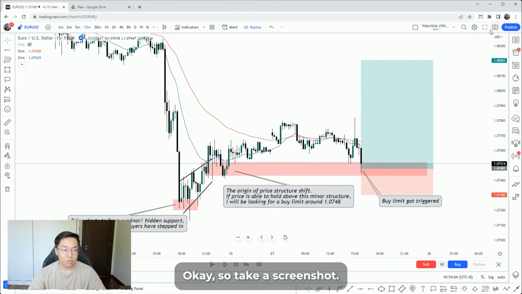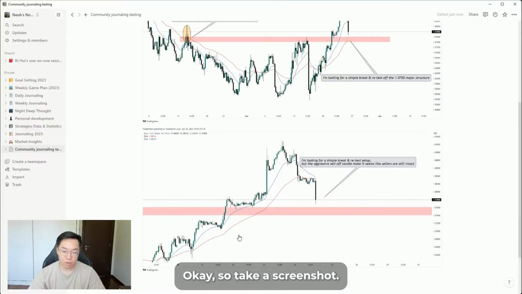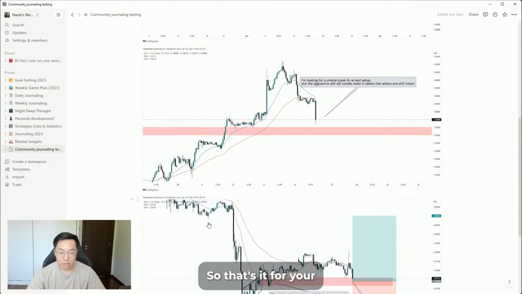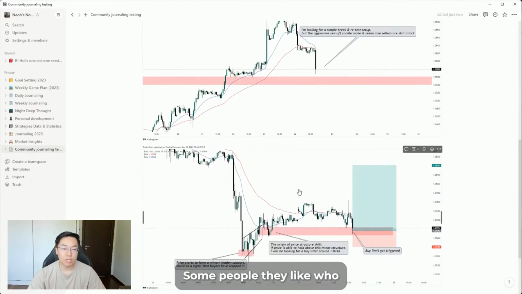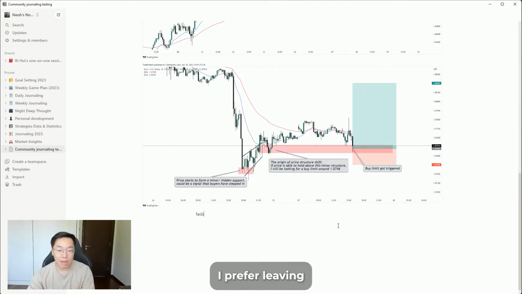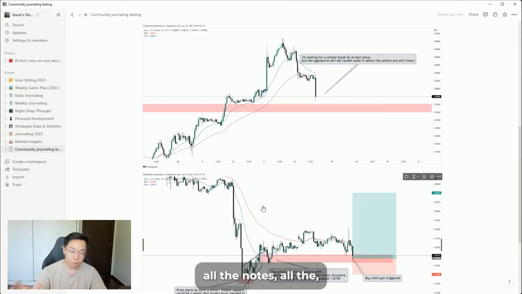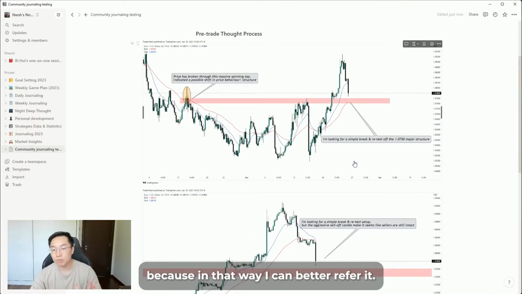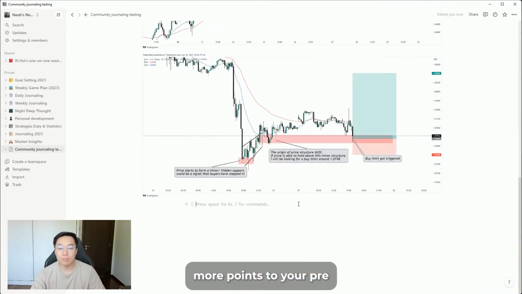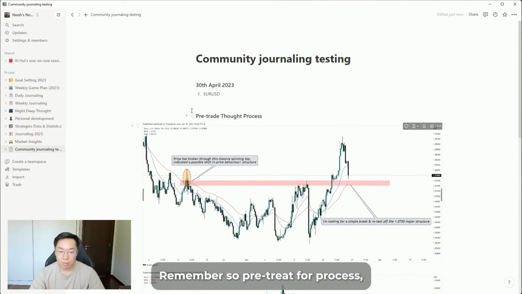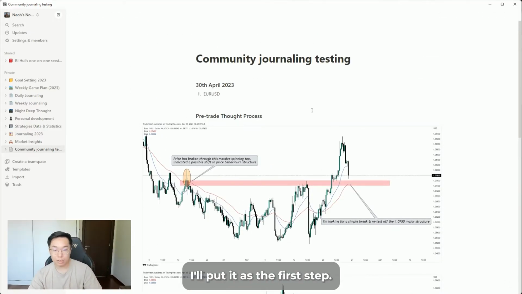Okay, so take a screenshot. That's it. So that's it for your pre-trade thought process. Some people like to write things down here manually, but for me, I prefer leaving all the important notes onto the chart, because in that way I can better refer to it. But also, if you want to add more points to your pre-trade or post-trade thought process, you can always add on here. So after you take that, remember, pre-trade thought process, I'll put it as the first step.